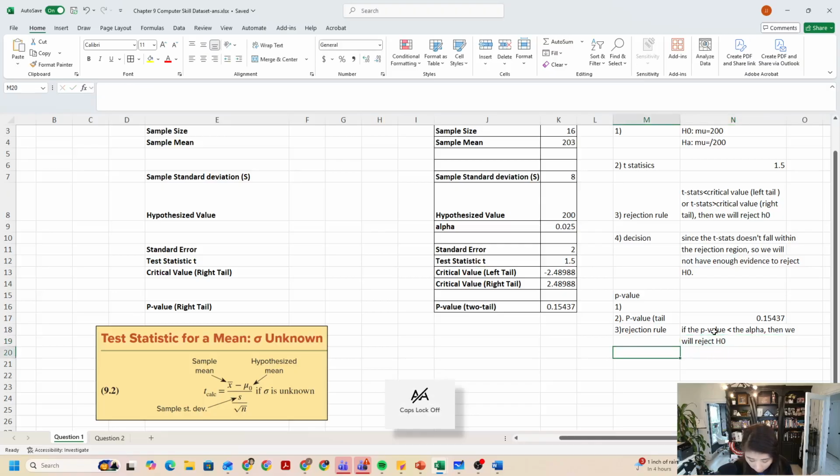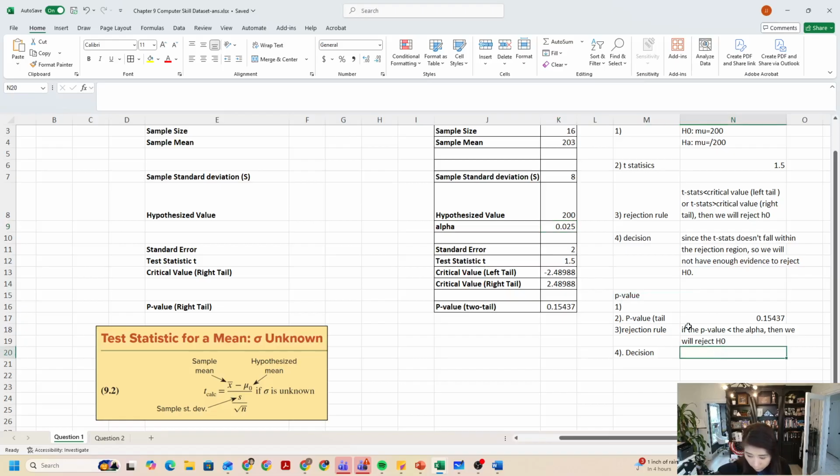Okay, now let's look at our decision here. Right, so our alpha is 0.025. The p-value we calculate is 0.15437. So therefore the p-value is actually larger than the alpha we picked. So therefore we are achieving the same conclusion, that is we cannot reject H0.